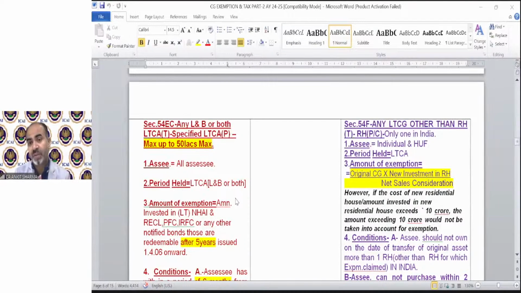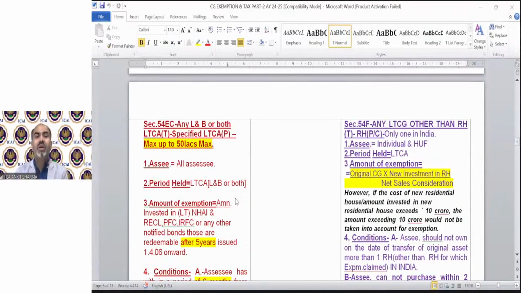Next was section 54D, which talks about transfer of land and building during compulsory acquisition of an industrial land and building, and then reinvestment in another land and building for industrial purpose. So you can get the exemption under section 54D. Section 54EC talks about any land and building or both, which should be long term, transferred, and you have to purchase specified bonds, which is specified by government, having a maximum exemption limit of 50 lakhs.